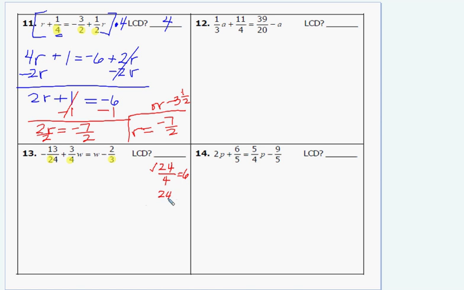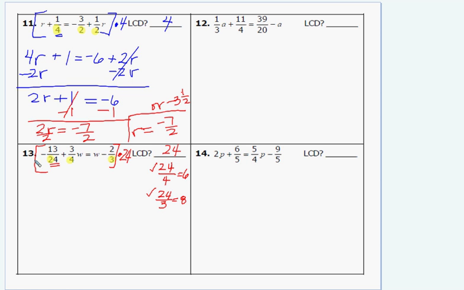And 24 divided by 3 leaves me with 8. So it also works here. Because of this, I now know that the big number that I have here, 24, is my LCD. It's the smallest number that all three of those denominators have in common. So we're going to use 24 to multiply to all of our equation. I'm going to start doing that.